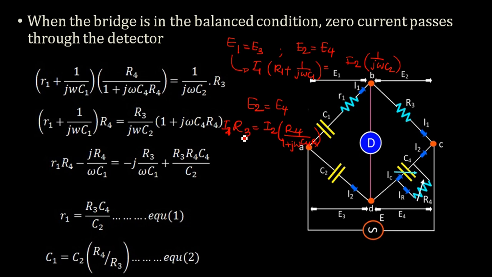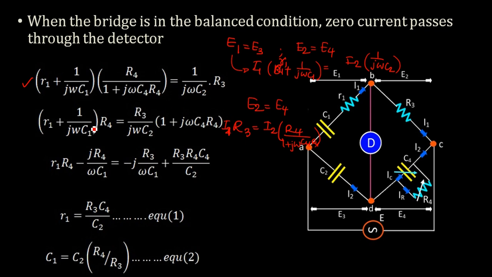Now again, just like in the inductance bridge, you can divide these two equations and then cross multiply. You will end up at this particular equation: R1 plus 1 by j omega C1, into R4 by 1 plus j omega C4 R4, equal to 1 by j omega C2 into R3. So this is the value you get.